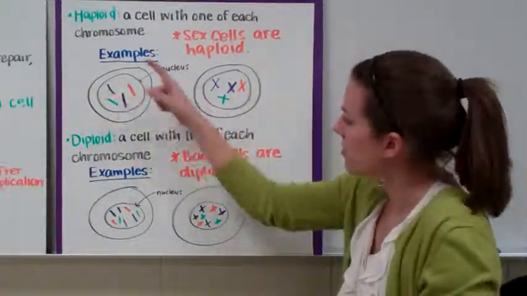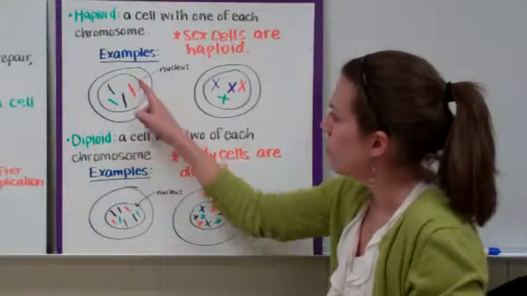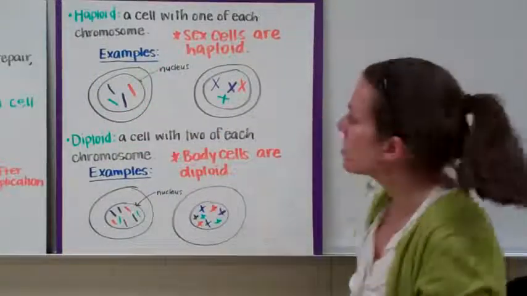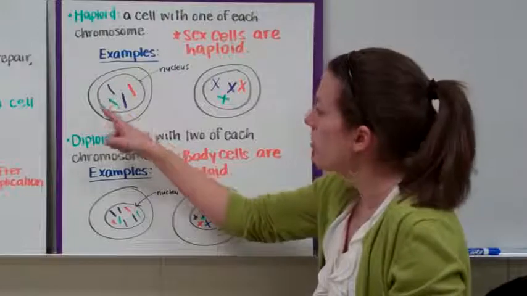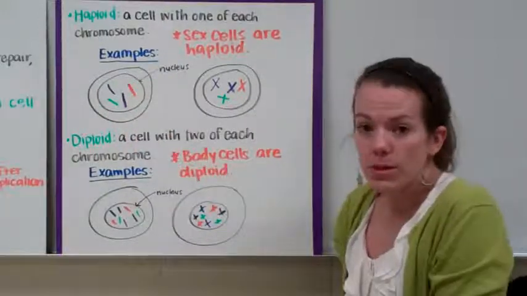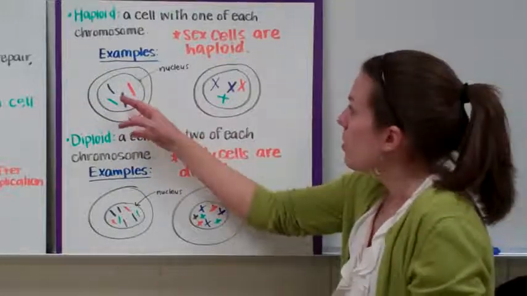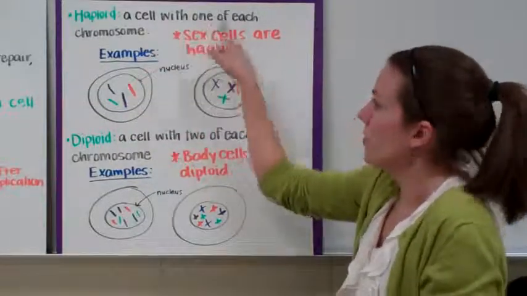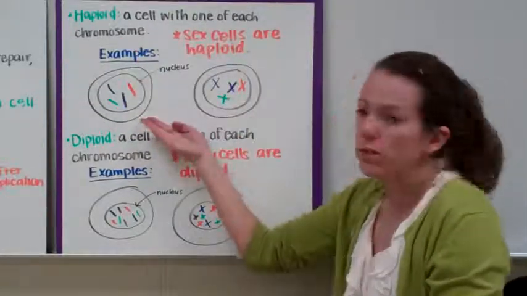Here's a sketch of a cell, and this represents the nucleus right here. If we look at our cell, we see we have one blue chromosome, one green chromosome, one purple chromosome, and one orange chromosome. See, doesn't that correspond with our definition of a cell with one of each chromosome? So this would be a haploid cell.